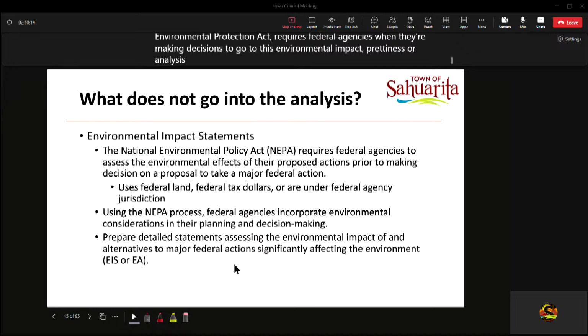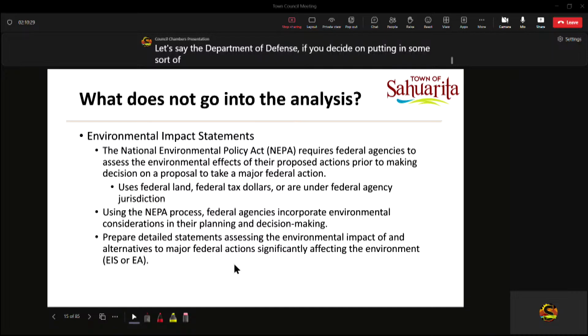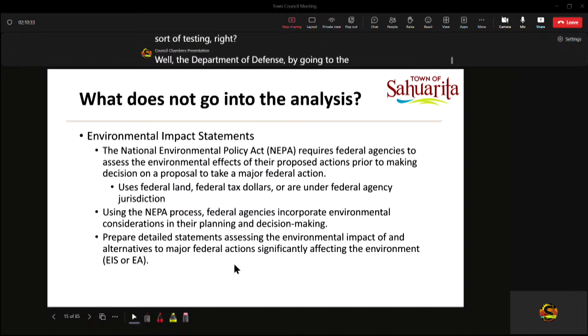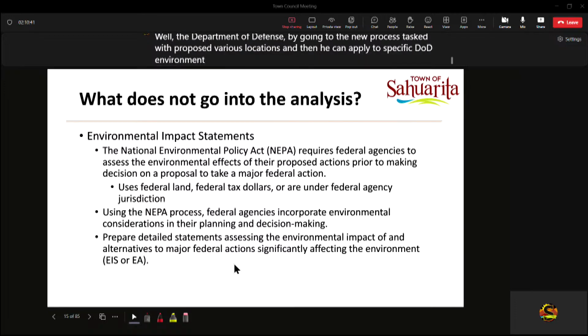Not only is it unique to federal agencies. In other words, a federal agency is going to decide on, let's say the Department of Defense is going to decide on putting in some sort of testing grounds. Well, the Department of Defense, by going through the NEPA process, has to propose various locations, and then it applies the specific DOD environmental regulations to its analysis.